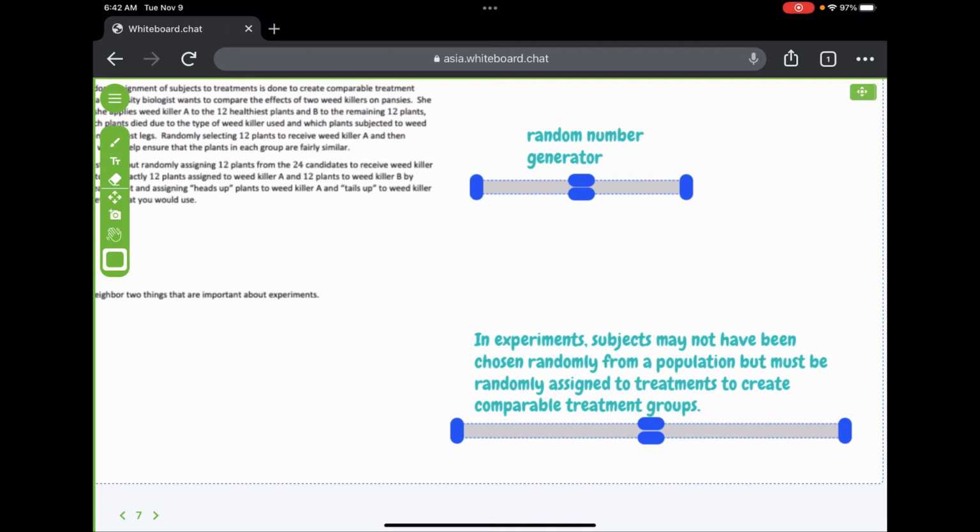In an observation or in a survey, you need to randomly select, choose the population. But here we're not given that example or that option. Now we have to randomly choose the treatment.